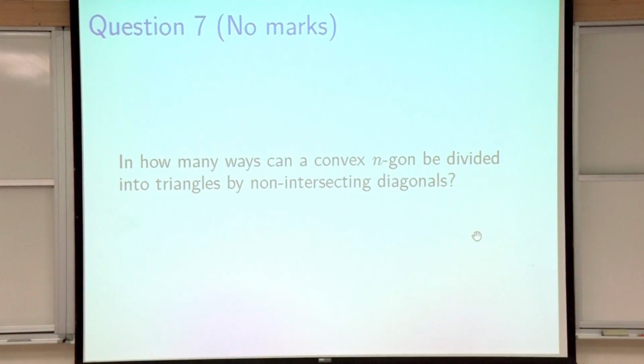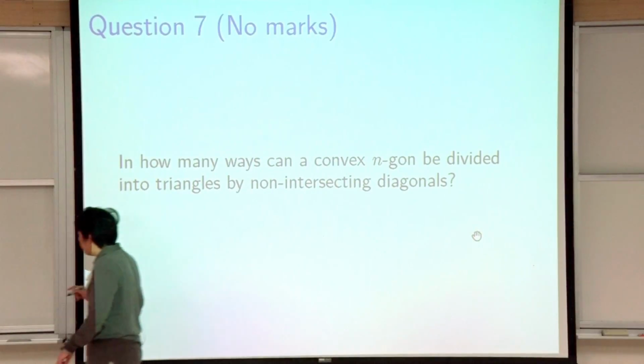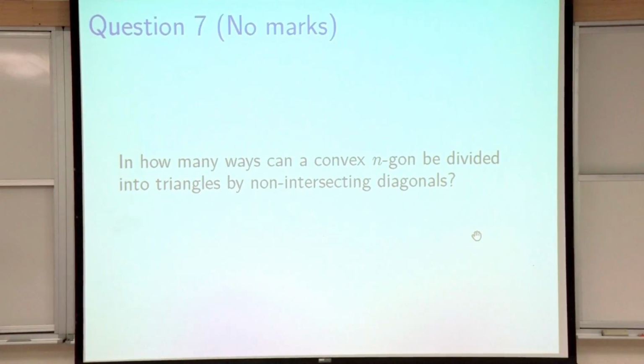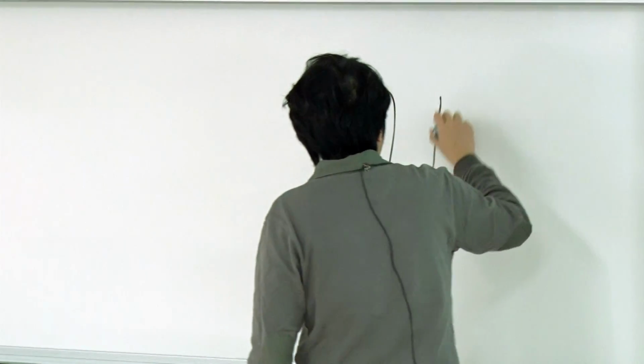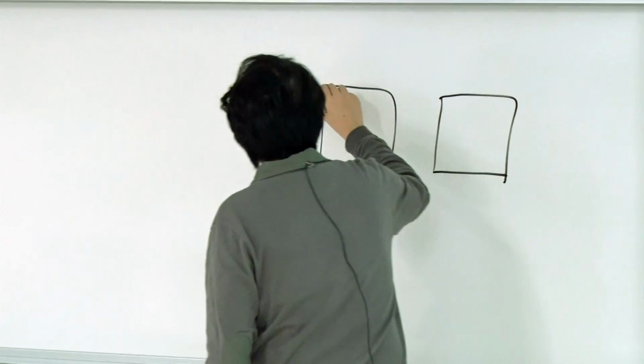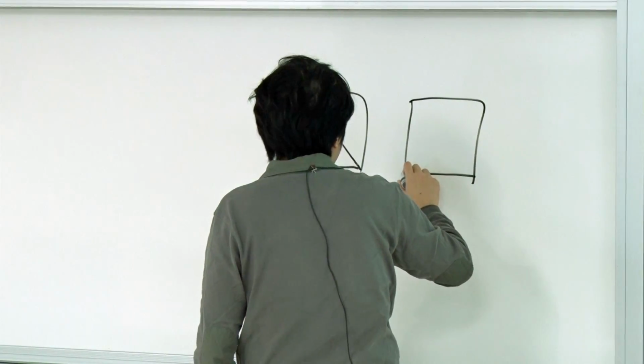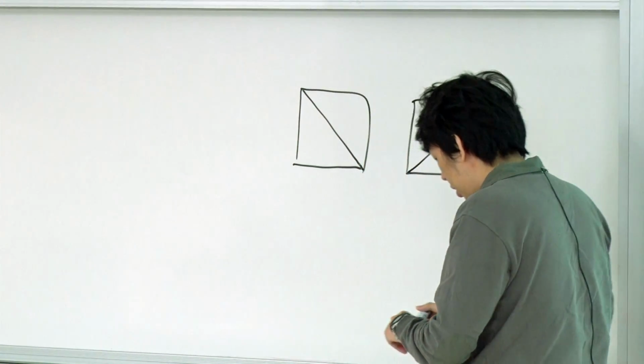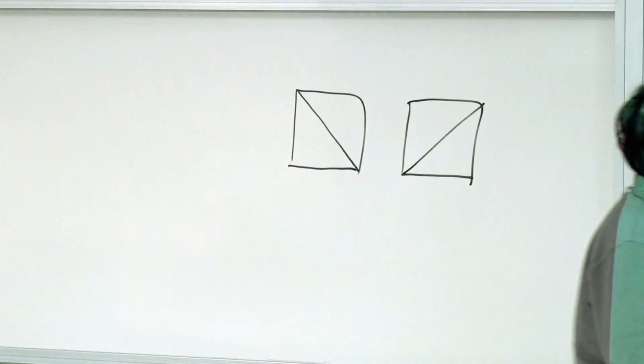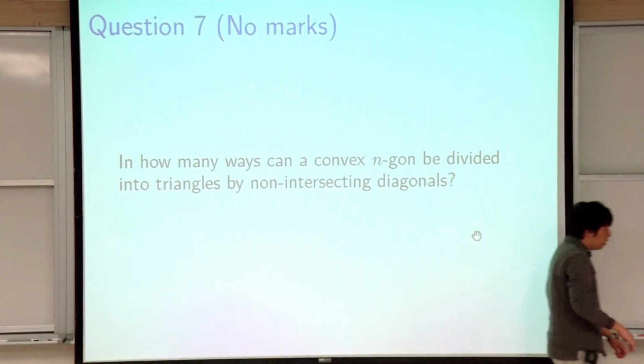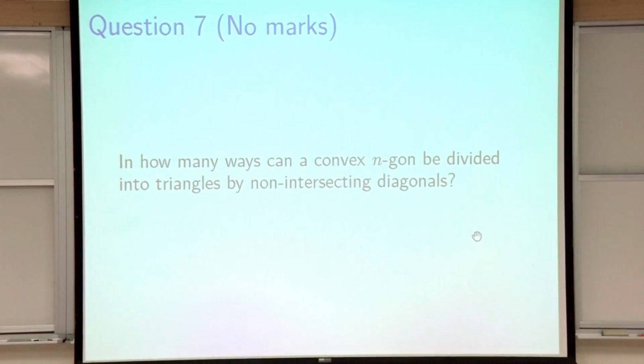And for the no-mass questions, in how many ways can a convex n-gon be divided into triangles by non-intersecting diagonals? So, for example, if we have a rectangle, then there are two ways here and here. And then what is the number for an n-sided polygon?